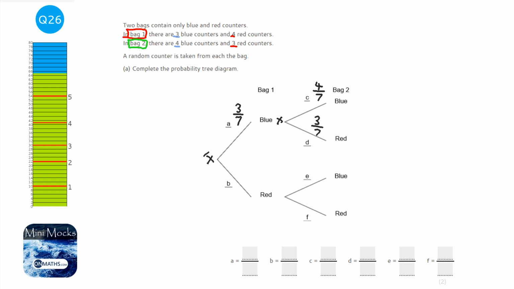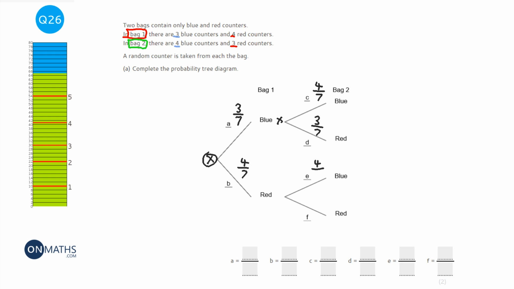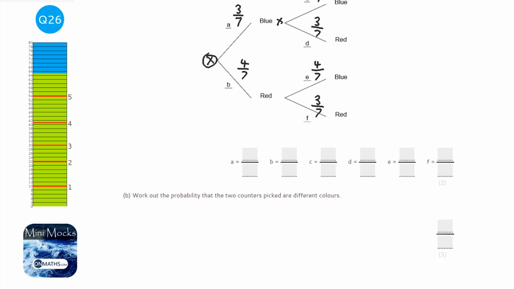Now let's go all the way back to the start and pretend we picked a red from bag 1. What's the probability? There are 4 reds and 7 in total. And a blue from bag 2 would stay the same, wouldn't it? Because there are still 4 blues and still 7 altogether, and there are 3 reds and 7 altogether. That would be enough to get you full marks. Let's move on to the second question.